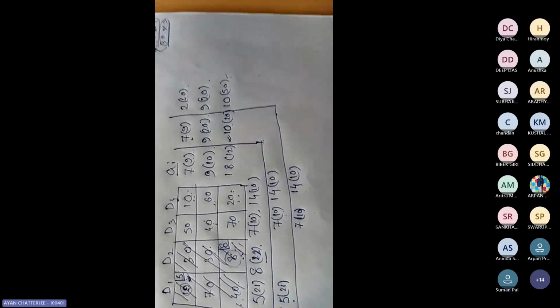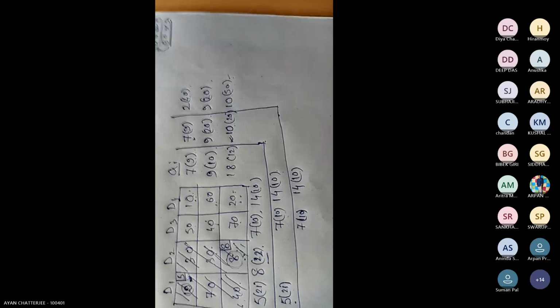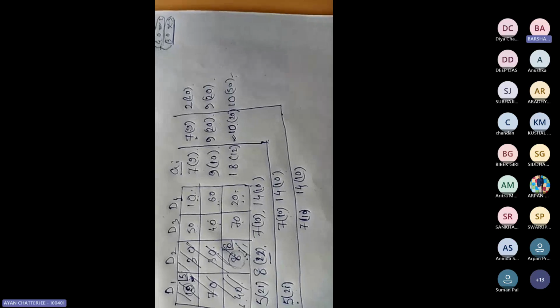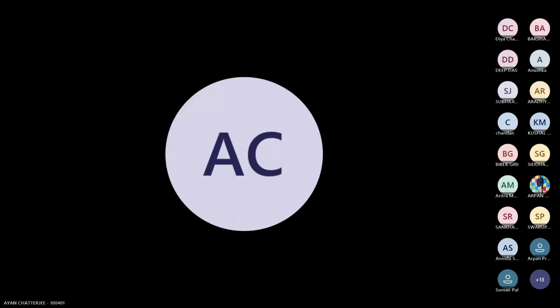Which takes the minimum cost? 20 D4. 20 takes the minimum cost, right? Okay? Yes, sir. So 20 takes the minimum cost.